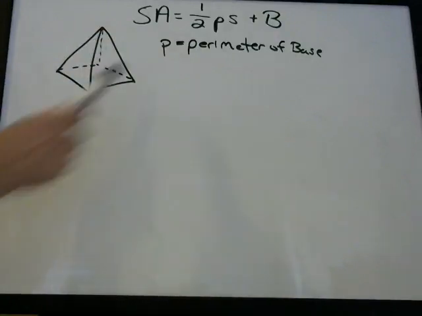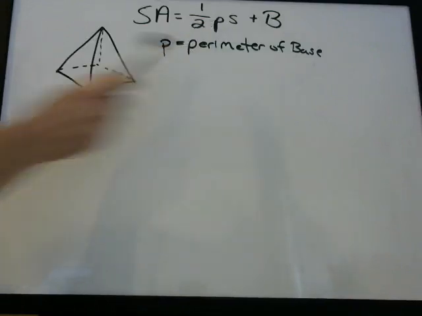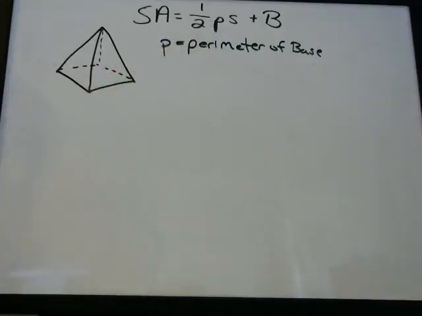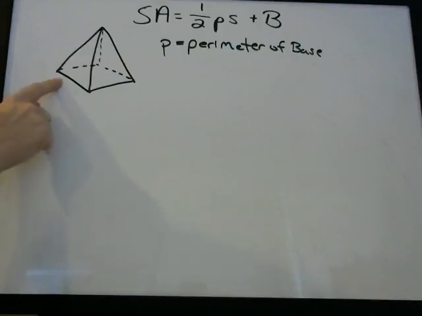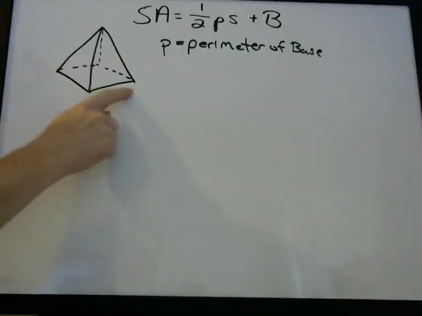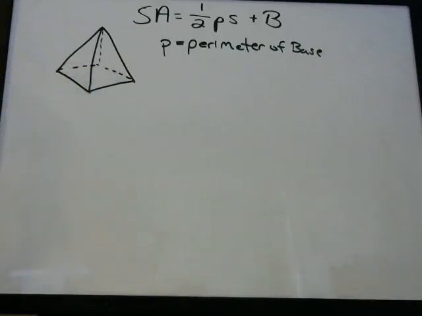In order to know what P is, you need to know how to find perimeter. If you don't know how to find the perimeter of a square or a rectangle, you need to watch that video. Essentially though, perimeter means the distance around something. So the base, remember, is this bottom thing that the pyramid's sitting on. How do you find the perimeter of that? All you do is add up the sides. Since each of the sides is going to have equal length, you can take one of the sides and multiply it by 4.